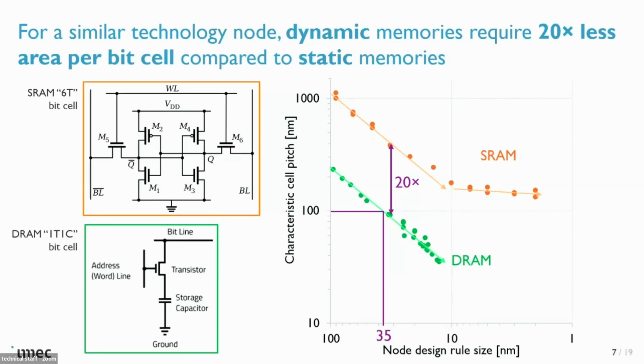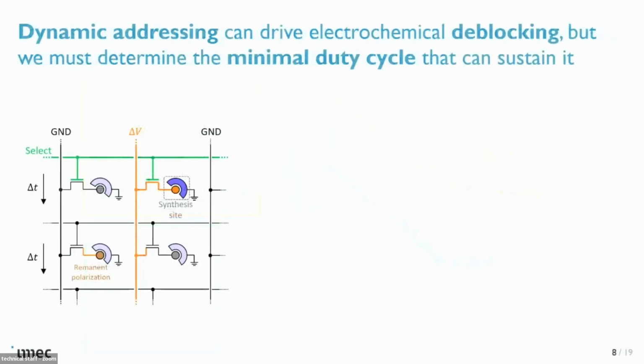And if you want to reach a characteristic pitch of 100 nanometer, you only need to use a technology node of about 40 to 30 nanometer, which is also quite a bit cheaper. However, DRAM is dynamic. It doesn't really remember its own state very long, and especially if you want to use it to drive an electrochemical reaction. So how does that work in practice?